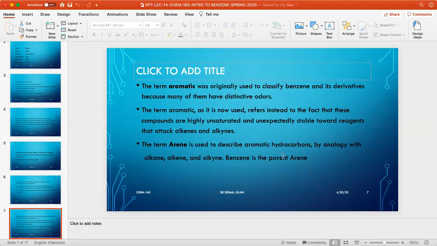Now the term aromatic is used for highly unsaturated compounds that are unexpectedly stable towards reagents that attack alkenes and alkynes. So we now use aromatic for highly unsaturated and stable compounds. Also, you know that among hydrocarbons, we call single bond ones alkanes, double bond ones alkenes, and triple bond ones alkynes. Similarly, benzene is the parent and we have named this class arene. So this is arene, and it is analogous to alkanes, alkenes and alkynes. In aliphatic hydrocarbons there are alkanes, alkenes and alkynes, and in aromatics it's the arene.